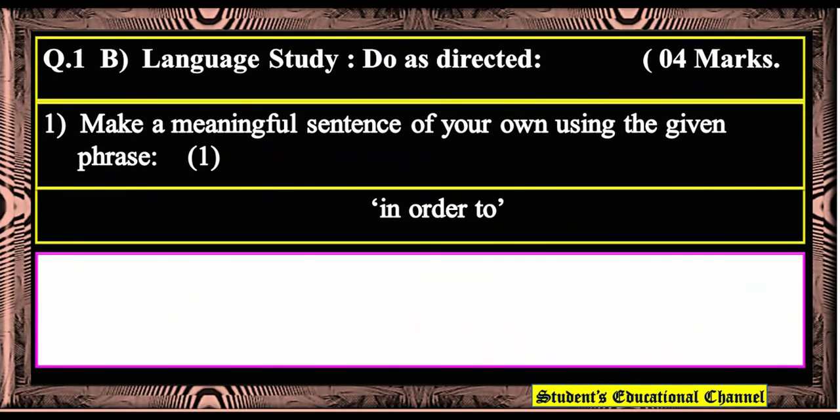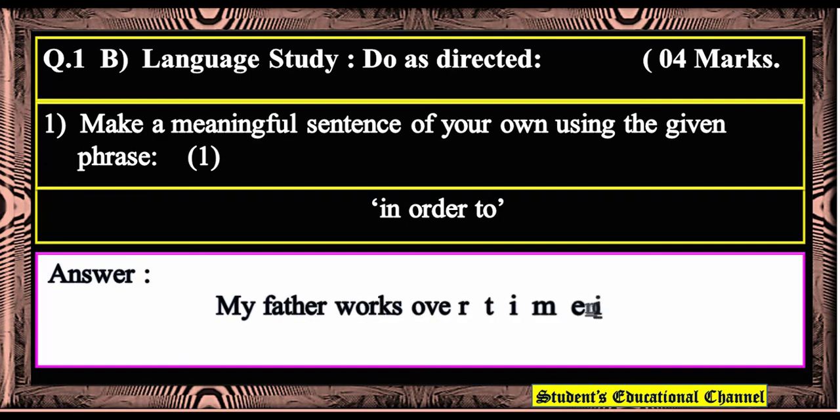Question 1 B. Language Study. Do as directed, 4 marks. First, make a meaningful sentence of your own using the given phrase, 1 mark. In order to. Answer: My father works overtime in order to earn more.